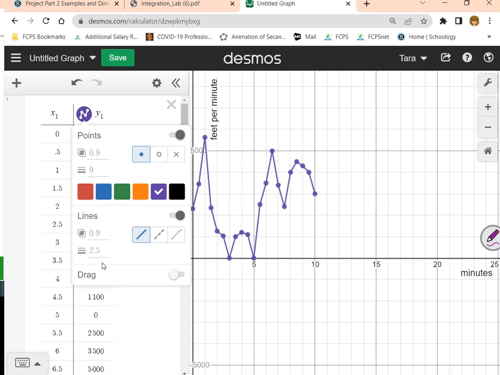I don't care what color you use, and you can make your line fatter or thinner or whatever you want to do. All kinds of fun things. But that's how you connect your points.